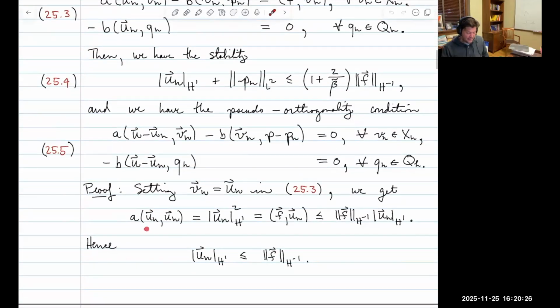Well, if I have this, this is just equal to the seminorm squared of UH. I have on the right-hand side f of UH. I can apply the Cauchy-Schwarz inequality. So let's write that there, just so we know that that's what's being applied. Cauchy-Schwarz inequality. Actually, it's not the Cauchy-Schwarz inequality, is it? It's actually an inequality related to the operator norm.